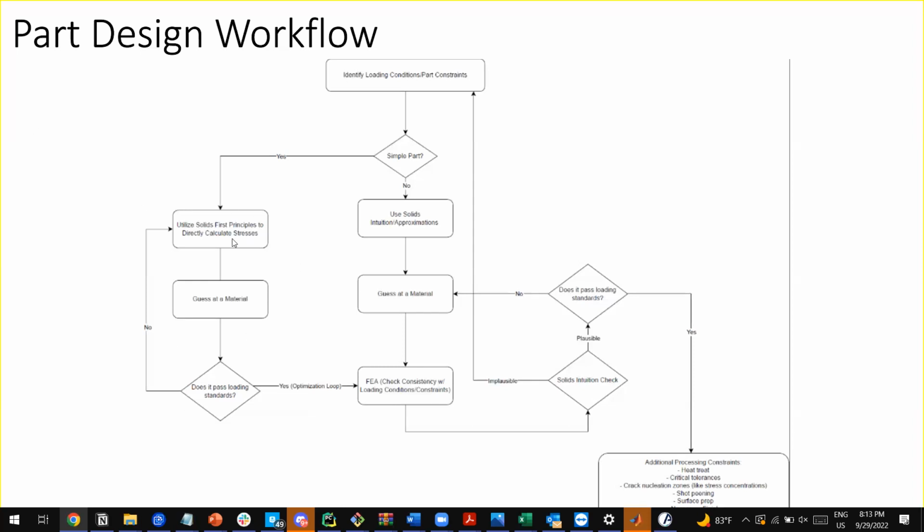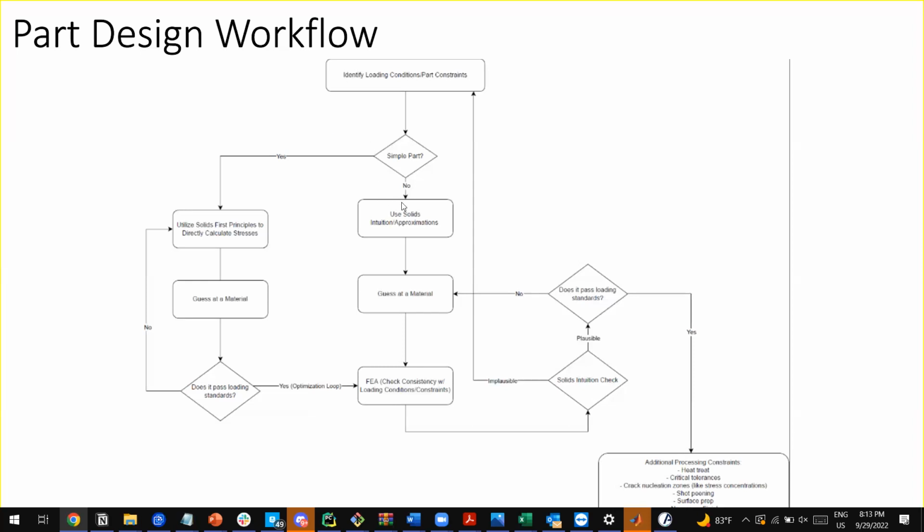So if you have that understanding of first principles, then you basically have the secondary loop where you can check your part against those equations and see if it passes your loading standards. And then only after you do that initial step in characterizing your part with your understanding of solids do you go to FEA to refine it.